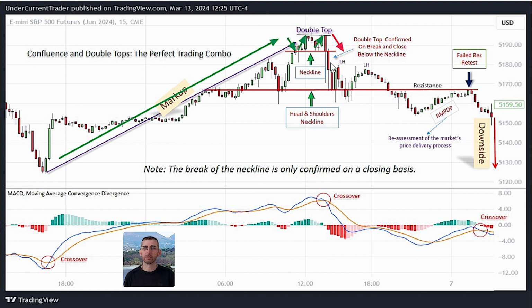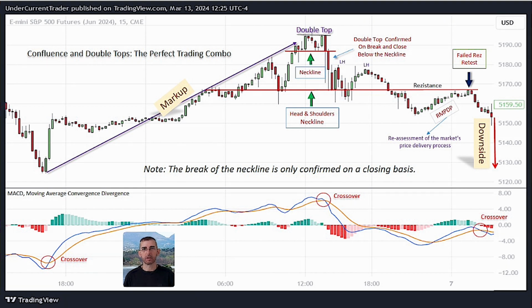However, we can't jump to conclusions just yet. There's always a chance that the buyers might regroup and give it another go, finally breaking through that resistance area. But that's where confluence comes in, to really confirm that we are actually dealing with a double top formation. We need additional evidence to back it up.